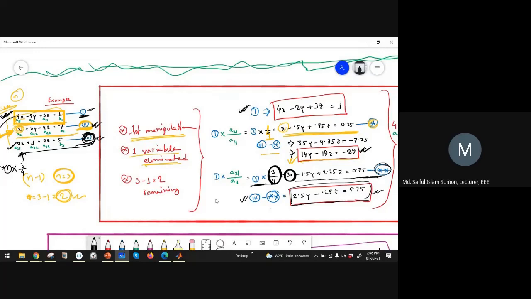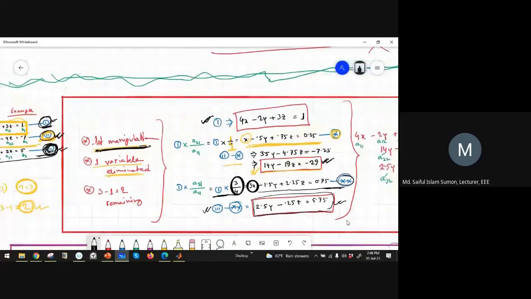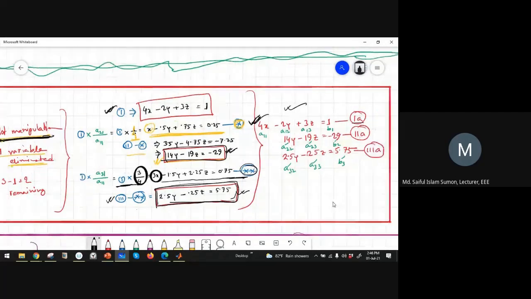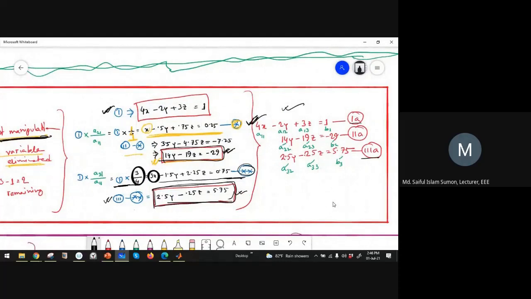So we have eliminated x from both equation number 2 and equation number 3 with the help of equation number 1. After the first manipulation, we are going to get a new set of equations. Three equations are there, but my first one was the same. With the help of equation number 1, we have got these two equations where there is no x. So we have got 1a, 2a and 3a. Three equations have been obtained after the first manipulation.